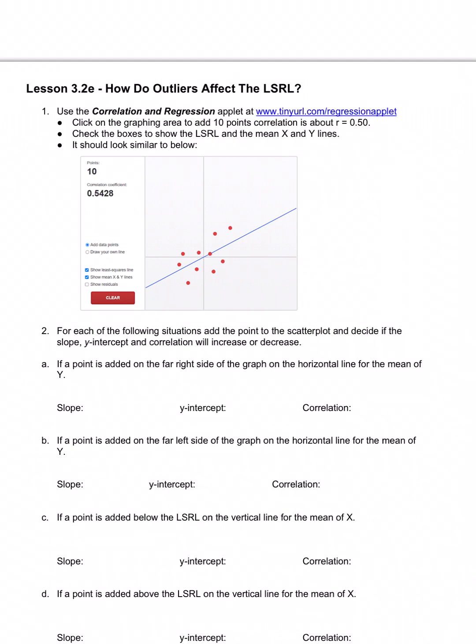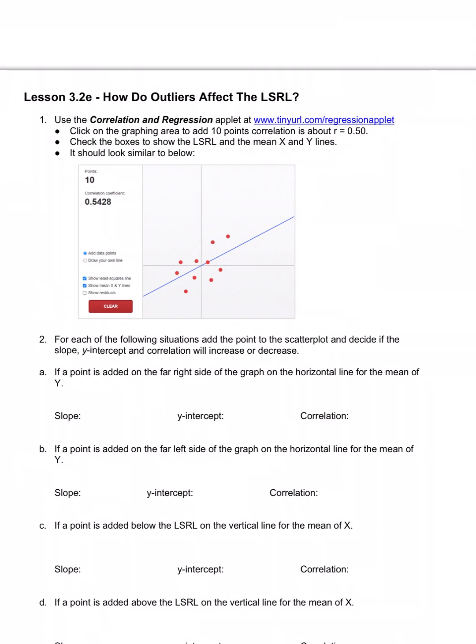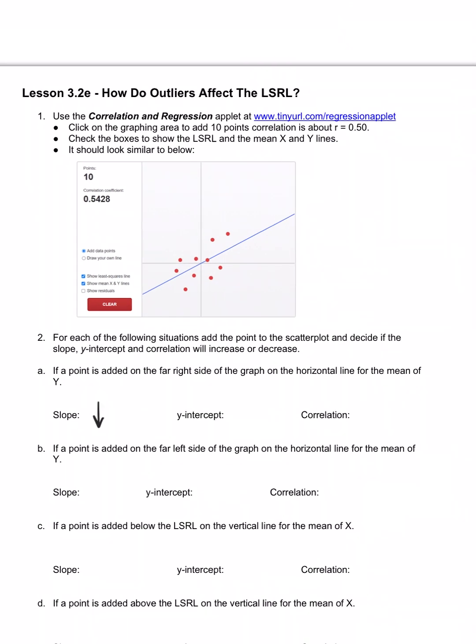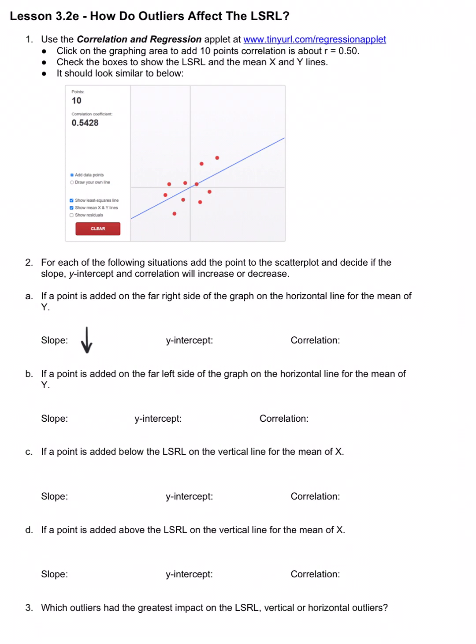Did our slope increase or decrease? How do you know if it decreased? It gets more horizontal, right? Your blue line will get more horizontal. Did it get more horizontal or did it get more vertical? Horizontal. So my slope decreased. I'm just going to draw a down arrow. Okay? What did the y-intercept do?